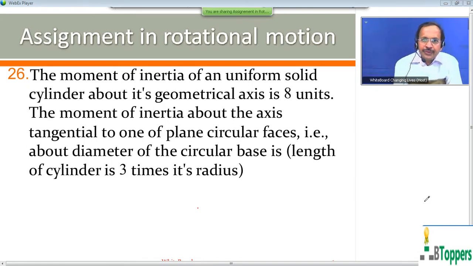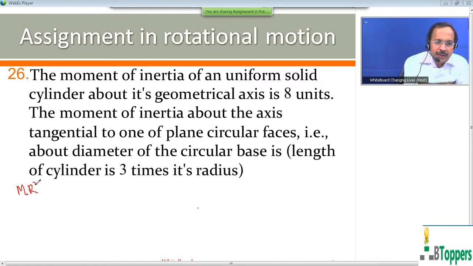See question number 26. The moment of inertia of a uniform solid cylinder about its geometrical axis is 8 units. The moment of inertia about the axis tangential to one of the plane circular faces, that is, about a diameter of the circular base. The length of the cylinder is 3 times its radius. The moment of inertia of a uniform solid cylinder about its geometrical axis is mR square by 2, which is equal to 8 units. So you get mR square equal to 2 into 8, or mR square equal to 16 units.